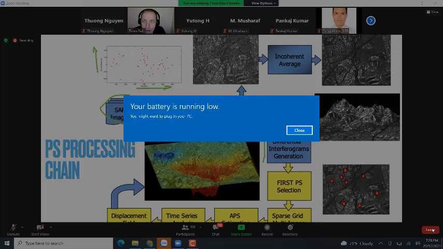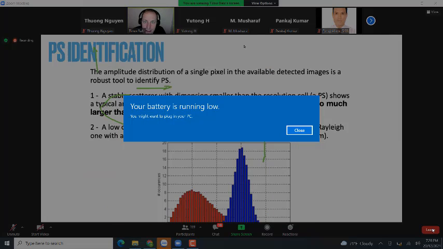Okay, let me delete that. Now the first question that comes up would be, well, it's all nice and good what I'm telling you, but how would I know which pixel is a PS point? How can I know that? I look at that noise. I have no way of knowing.